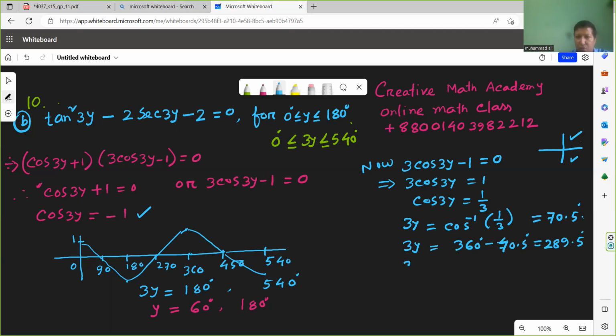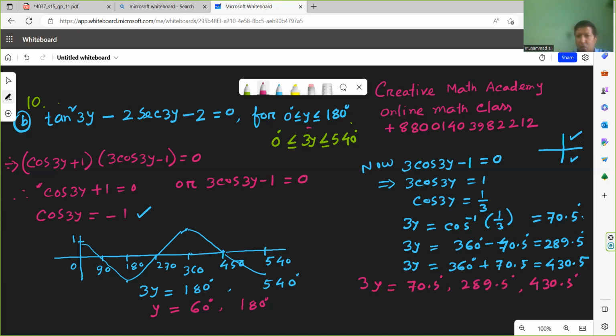After the first revolution, cos is again positive in the first quadrant. So 3y equals 360 degrees plus 70.5, which gives 430.5 degrees. So finally we get 3y equals 70.5 degrees, 289.5 degrees, and 430.5 degrees. But we want the value of y.